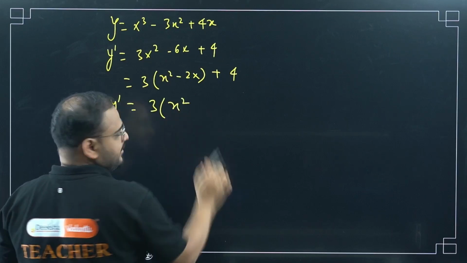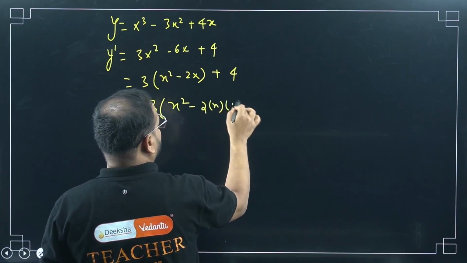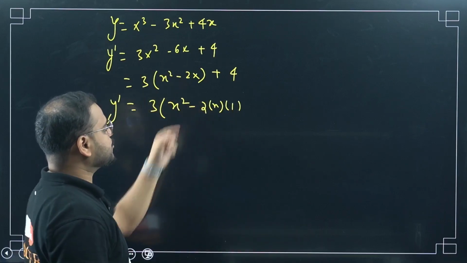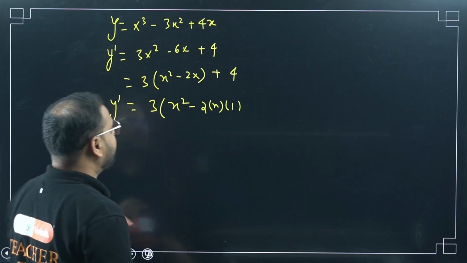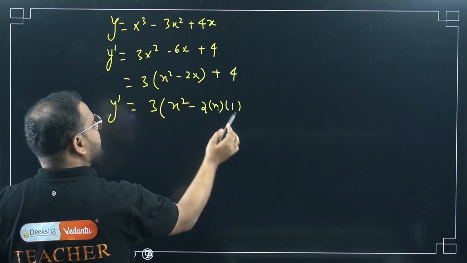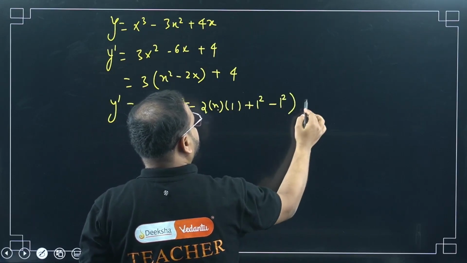I have x square, which is a square, and minus 2 times x with 1. Correct, right? 2 times x into 1 is minus 2x. So what is my ab term? A is x, b is 1. Please check, b is 1, 2ab. So I'll write here plus 1 square minus 1 square.